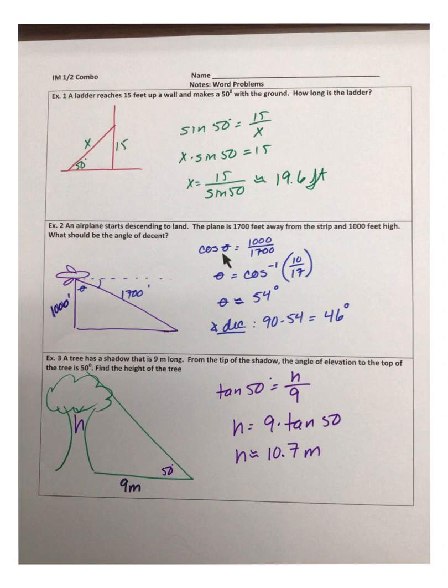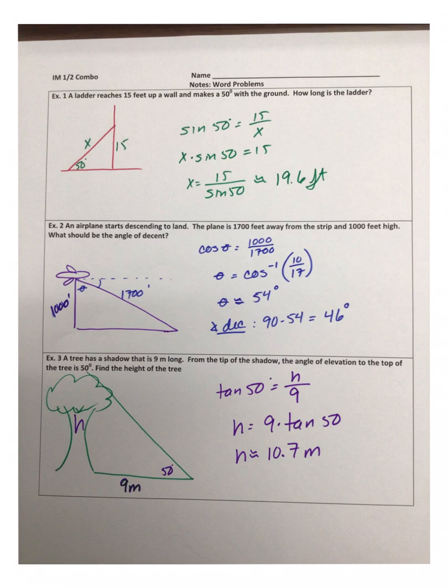So to get to the angle, I have to do cosine inverse. So theta equals the cosine inverse of 10 over 17. I just went ahead and reduced this. I plugged that into my calculator and got approximately 54 degrees, but here's the trick.